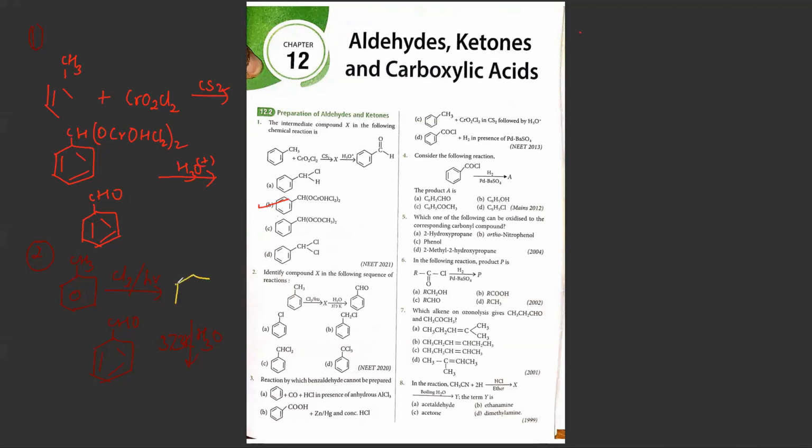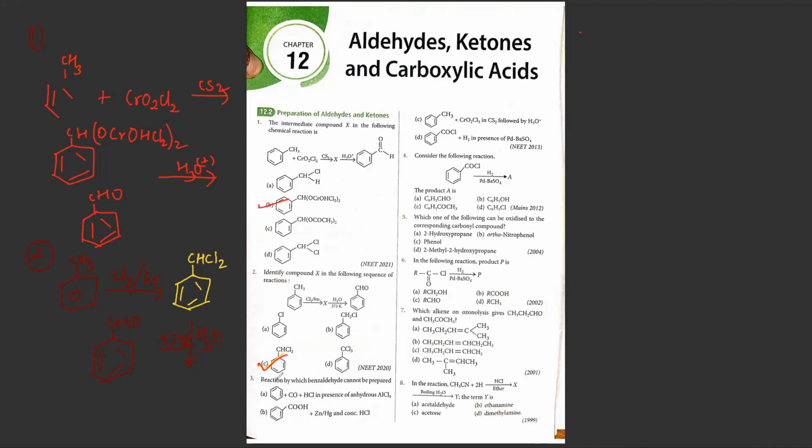The product is CH. What is the product? One of the hydrogens will be replaced by both the Cl2. So it is CHCl2. Okay, option number C is the right answer.